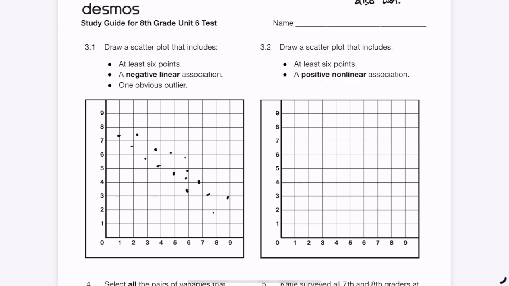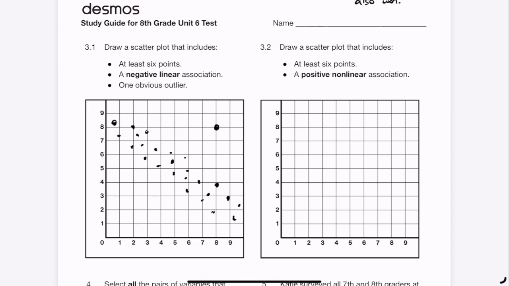So it's not a perfect line they're making, but it's a good estimate, it's around a line. And then we need one obvious outlier, so 1 point that's far away from the rest of the points. Okay, so anything like this would work. Theoretically, those should be the same size, but whatever's fine.